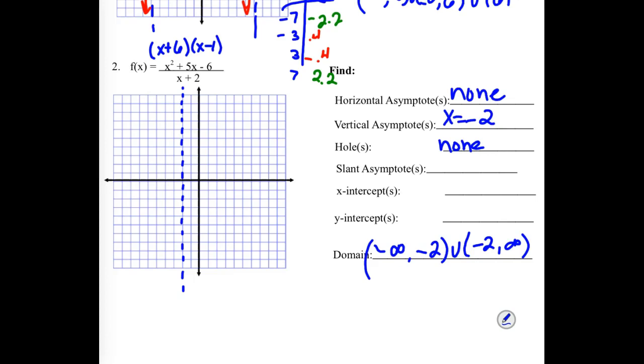All right, so how do we find it? How do we find our slant asymptote? I need an equation for it, right? It's going to be a slanted line. Y equals mx plus b. I need to find that equation. How do we find it?